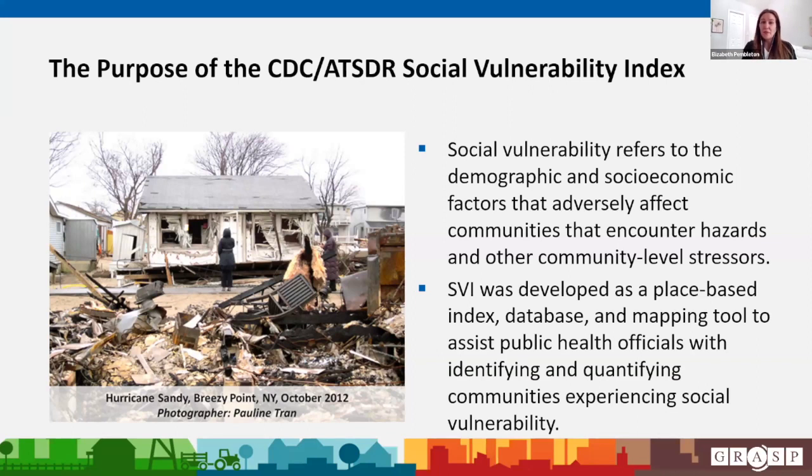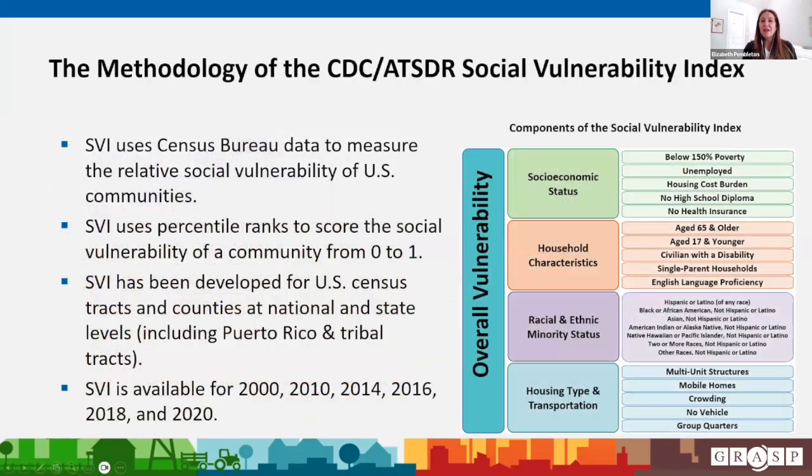So we developed the Social Vulnerability Index, or the SVI, as an index, a database, and mapping tool to assist public health practitioners with identifying and quantifying communities most impacted by social vulnerability in their jurisdictions. So to go into a little bit of methodology here, the SVI is composed of Census Bureau data, and we measure the relative social vulnerability of United States communities.